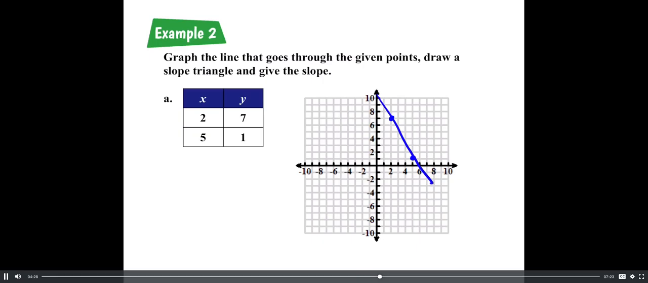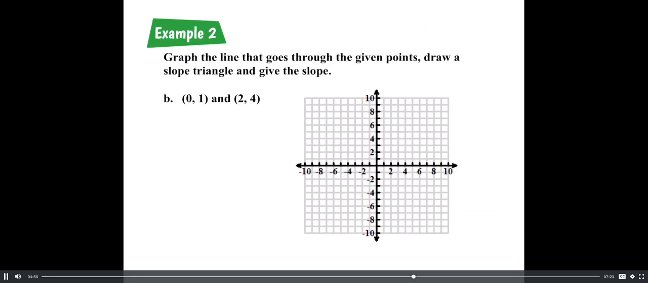To create the slope triangle, begin with the point on the left, in this case, (2, 7). Move vertically up or down. In this case, we will move down 6 units. Finish the triangle by moving to the right 3 units. The unit rate, y over x, is -6 over +3. This simplifies to -2.